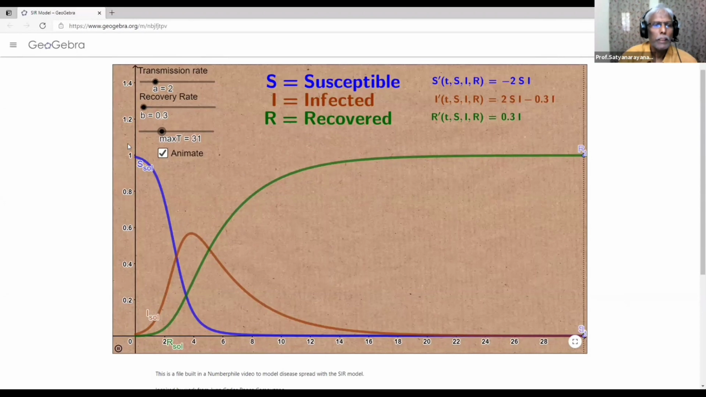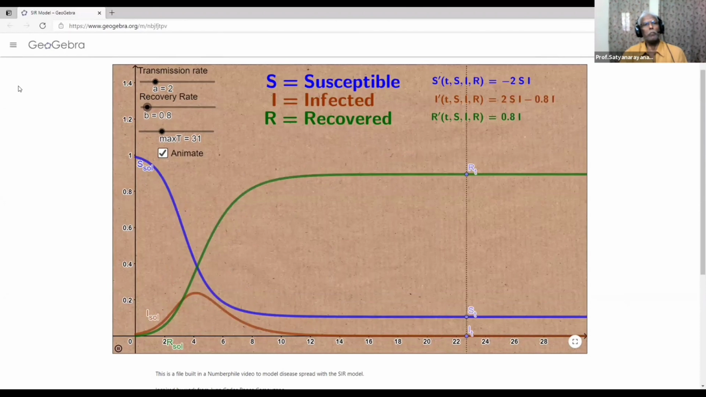It is falling down as the infection grows. Infected is this. It's coming down. Recovered is this. Now, today's paper says it is 0.8. Recovery rate is 80%. What have you observed? The recovery rate is increased, and the infection is falling down. Infection is falling down, and that's what more people are talking about, flattening the curve.